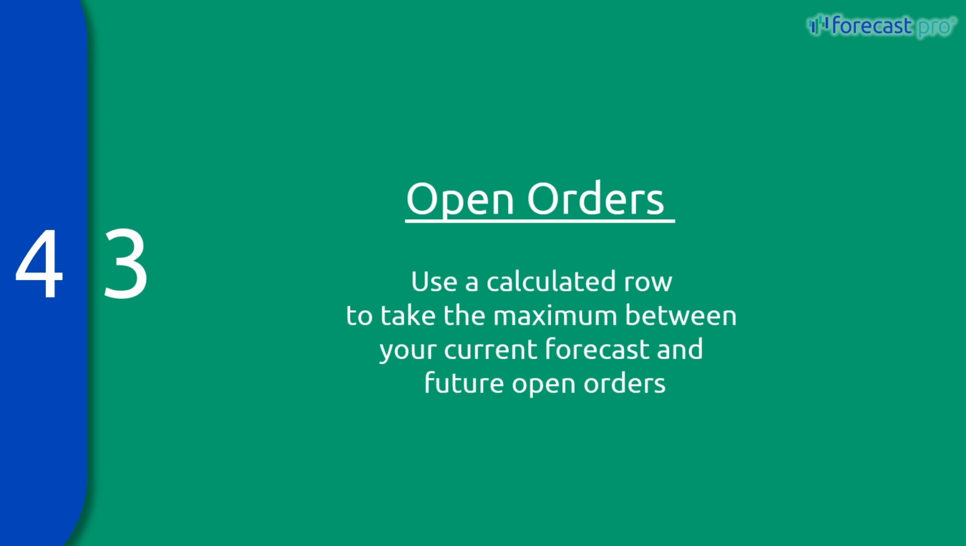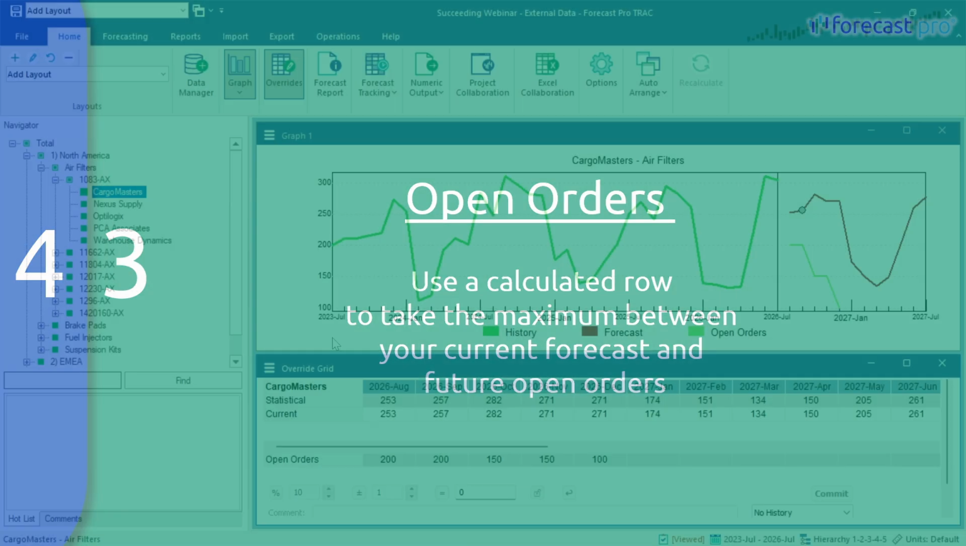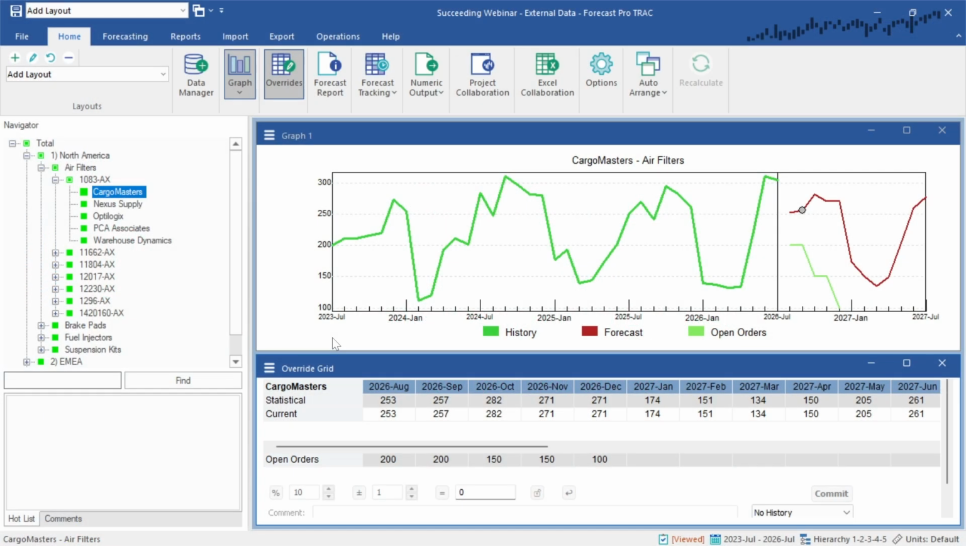So for our third example, we're going to look at open orders. We will load in our open orders again as an external data row, and then we'll use our calculated rows to find areas where our open orders are actually larger than our current forecast. Thus, we already have orders booked that are higher than what we're forecasting, and we may need to raise our forecast because of this. Here in our third example, we're going to compare open orders to our current forecast.